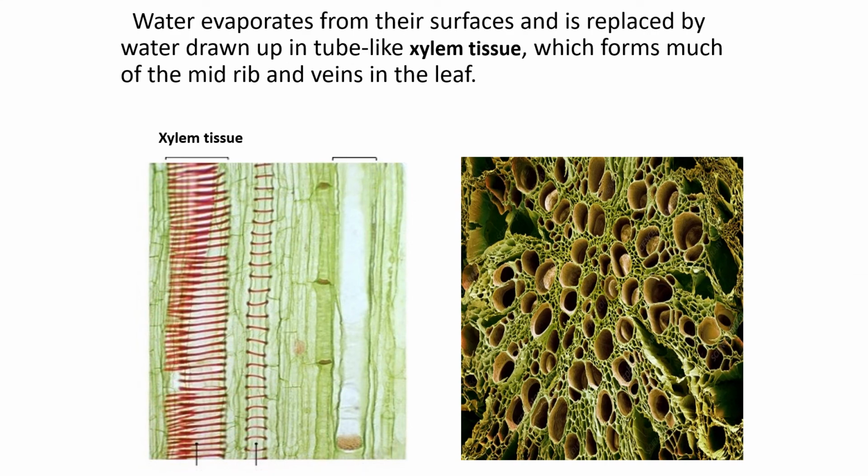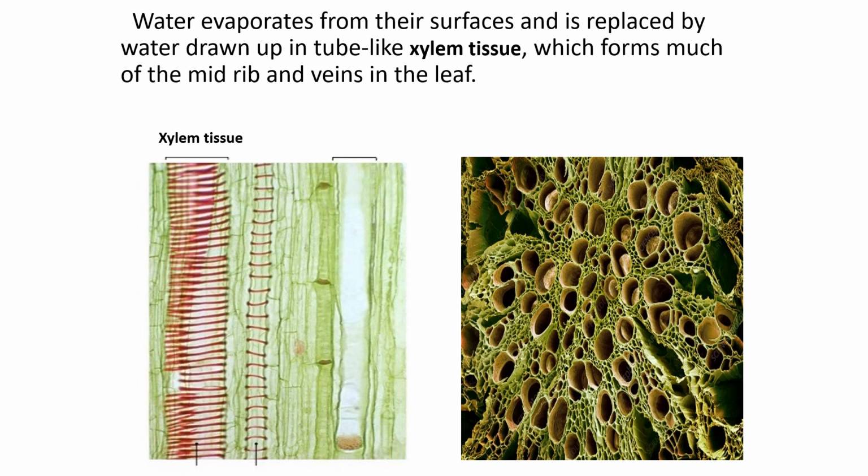The water evaporates from the surface of the spongy mesophyll. And after the water has evaporated, it is replaced by water drawn up in tube-like xylem tissue. You see down on the left, I have this xylem tissue. It forms for me a tube. A group of xylem tissue forms for me the veins in the leaf, and you know the veins.